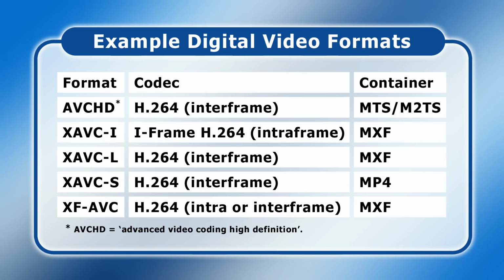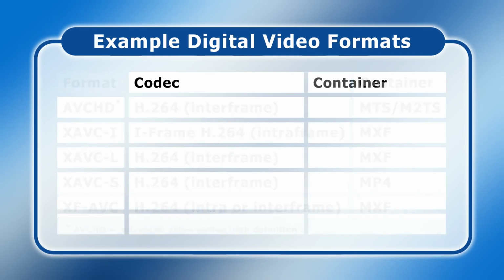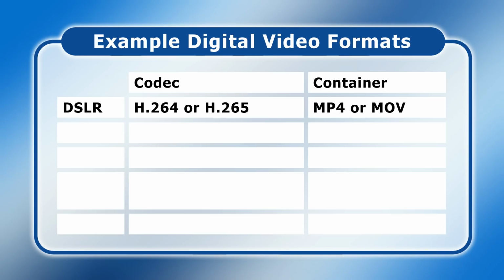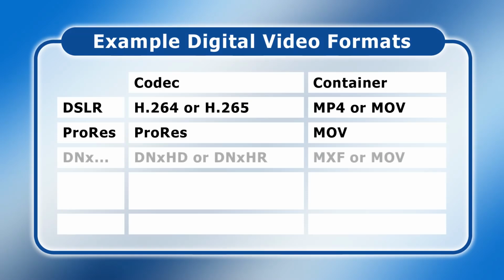Often, especially in the consumer arena, video formats are not given a name. For example, most DSLRs do not declare a format, but use an H.264 or H.265 codec with either an MP4 or MOV container. Similarly, video captured on cameras and recorders that use a ProRes codec is typically described as being in the ProRes format and stored in a MOV container, whilst DNX HD and DNX HR codec videos are usually placed in either an MXF or MOV file.